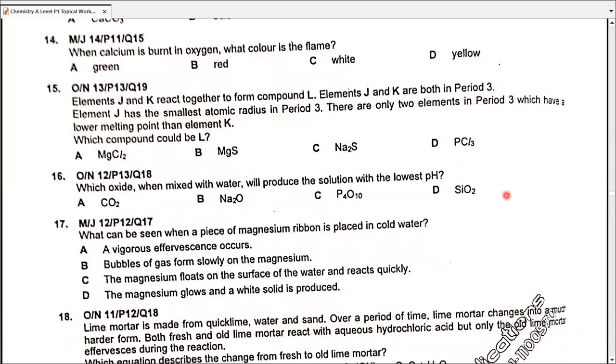Elements J and K react together to form compound L. Elements J and K are both in period 3. Element J has the smallest atomic radius in period 3. There are only 2 elements in period 3 which have a lower melting point than element K. Which compound could be L?